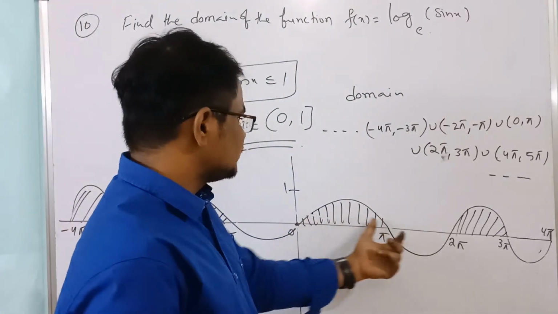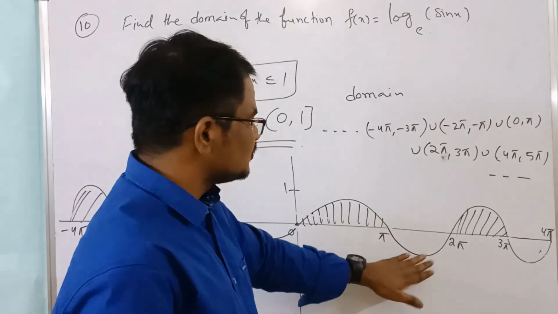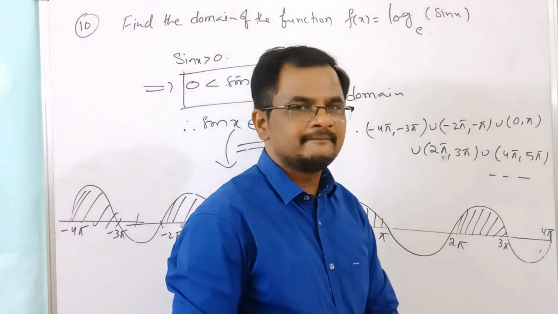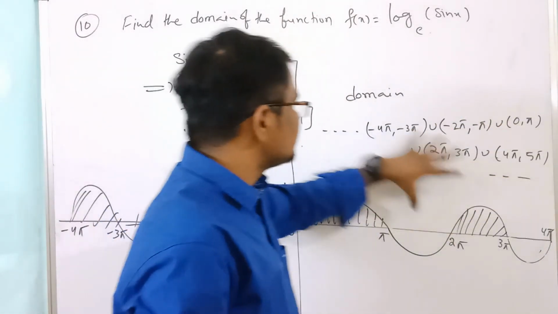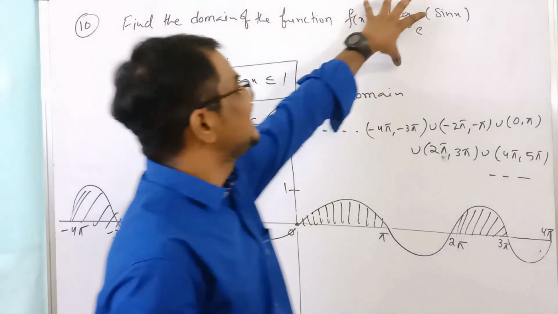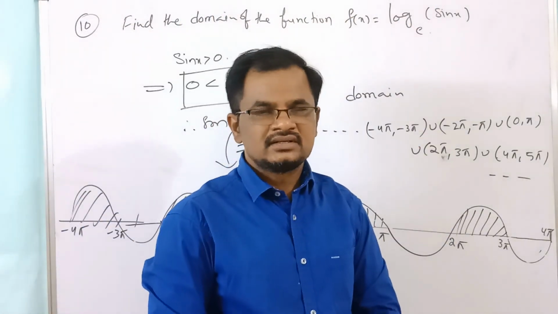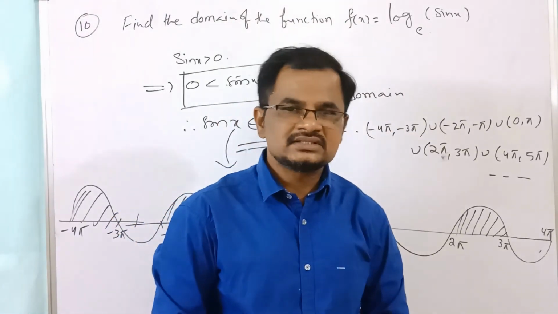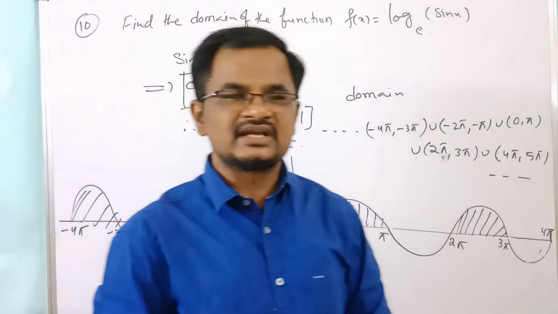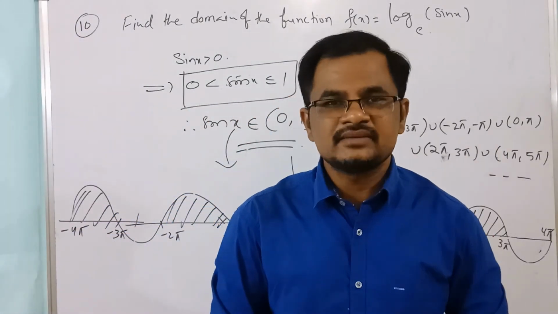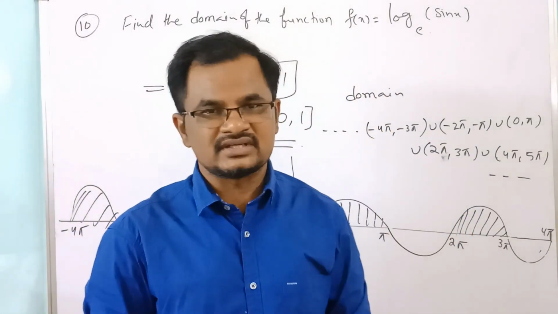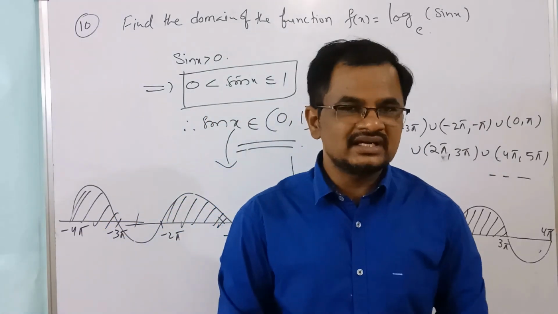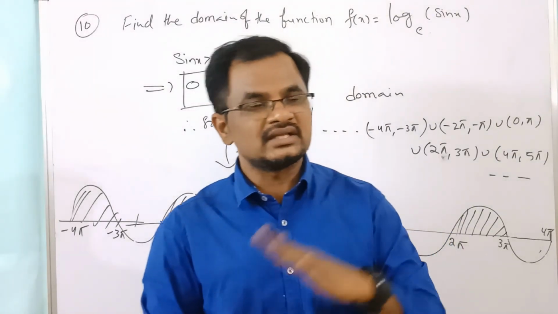Okay? Here to here, and this is negative, and here to here, again 4 pi to 5 pi, like that. So these are all the values that satisfy the given function, right? So this is about the domain of some different types of functions, which involve trigonometric functions. In that, in many problems we concentrated on inequalities, how to solve those inequalities.